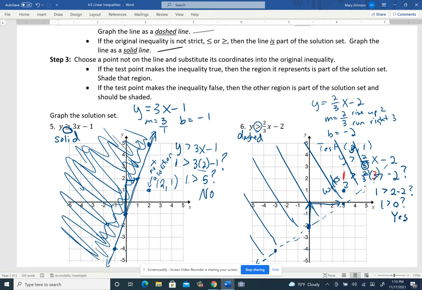Okay. Now, on one of these, the point I picked worked, so I shaded the side where that point was. On the other one, the point I happened to pick was not a solution, but that still gave me the information I needed. It just meant I needed to shade the other side. So it's pretty logical if you'll take time to think about it. Okay, let's do 2 more of these.